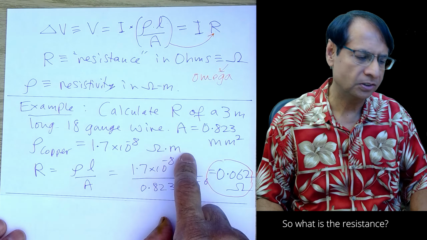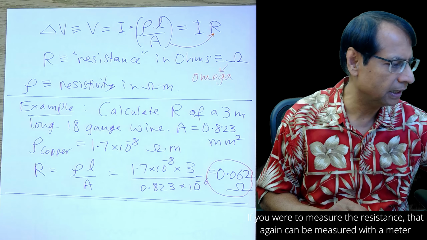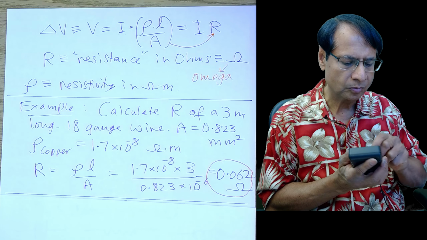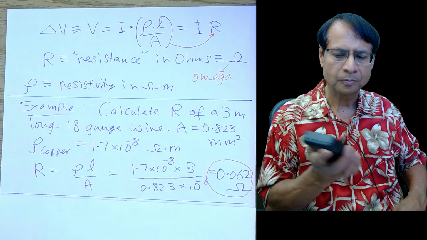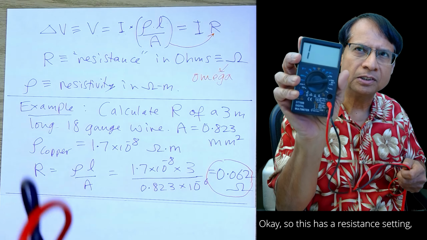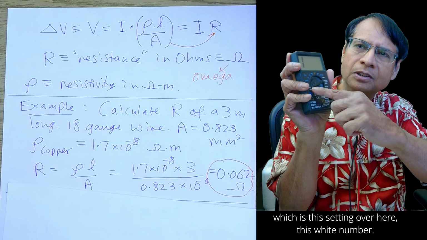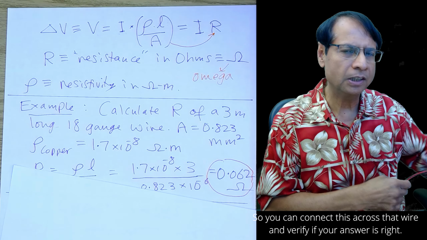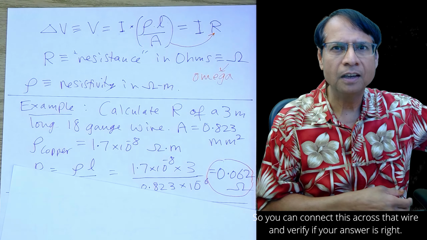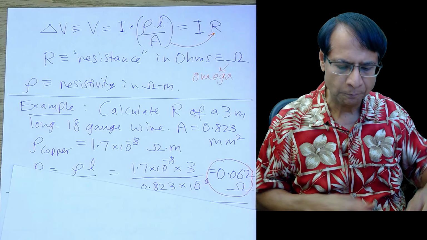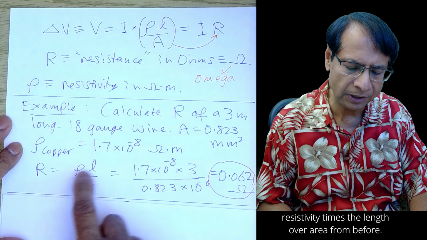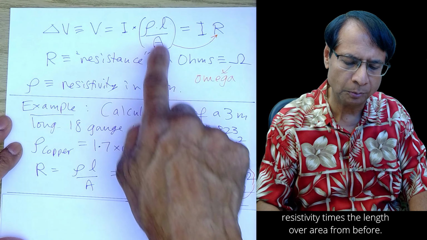So what is the resistance? If you were to measure the resistance, that again can be measured with a meter like this. This has a resistance setting, which is this setting over here, these white numbers. You can connect this across that wire and verify if your answer is right. So the resistance is equal to the resistivity times the length over area, from before.